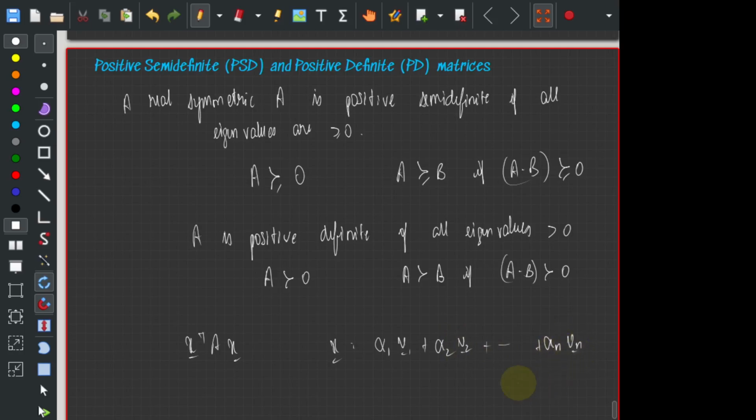So I can write it as a linear combination of the eigenvectors because it's diagonalizable. We know that symmetric matrices are orthogonally diagonalizable. So I can find an orthonormal basis v1, v2 up to vn such that I can write x in this particular form. So what is x transpose Ax equal to in terms of this quantity?